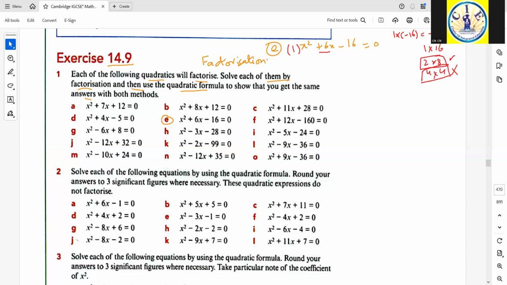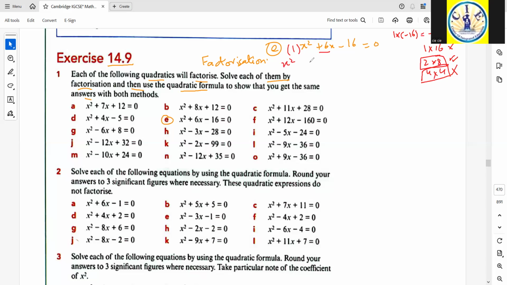that should be our required pair of factors. And what about 1 and 16? You add them, you get 17, you do not get 6. And when you subtract them, you get 15, you do not get 6. So this cannot be the case. So this is the only possible factor pair that should be used. So let's solve it now.